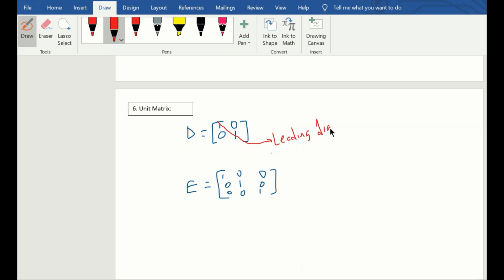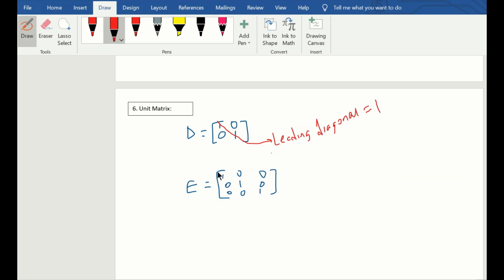That is an example of a unit matrix. The leading diagonals are equal to 1. As you can see again, it's also a squared matrix. It has 2 columns and 2 rows. Now, matrix E is also a squared matrix. That's the first thing you must note, because it has 1, 2, 3 columns, 1, 2, 3 rows.